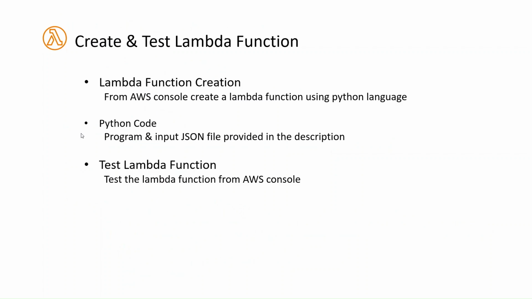Next, create and test Lambda function. So we will do a demo on this in this Lambda function creation. From the AWS console, we'll create a Lambda function using the Python language. Next, I will explain briefly about the Python code and the JSON data used for this tutorial. Next, we will test the Lambda function from the AWS console. Now, let's go into the AWS console, create a Lambda function and do the hands-on exercise.